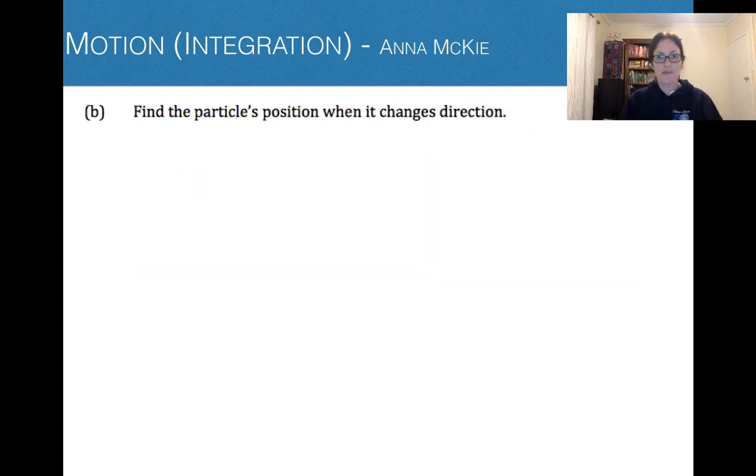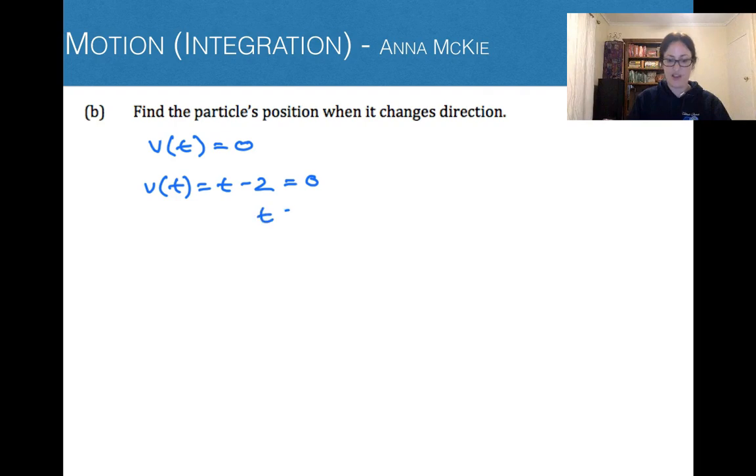Right, the next part. Find the particle's position when it changes direction. Cast your minds back, but it changes direction when the velocity is equal to 0, which means it's stopped. It's had a pause. So let's find that out. When does v of t, which is t take 2, equal 0? Nice and easy one there. When t is equal to 2.